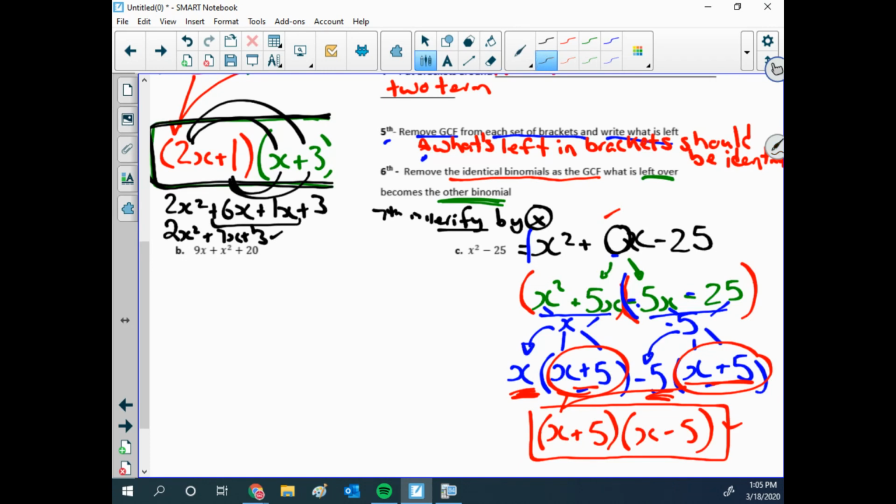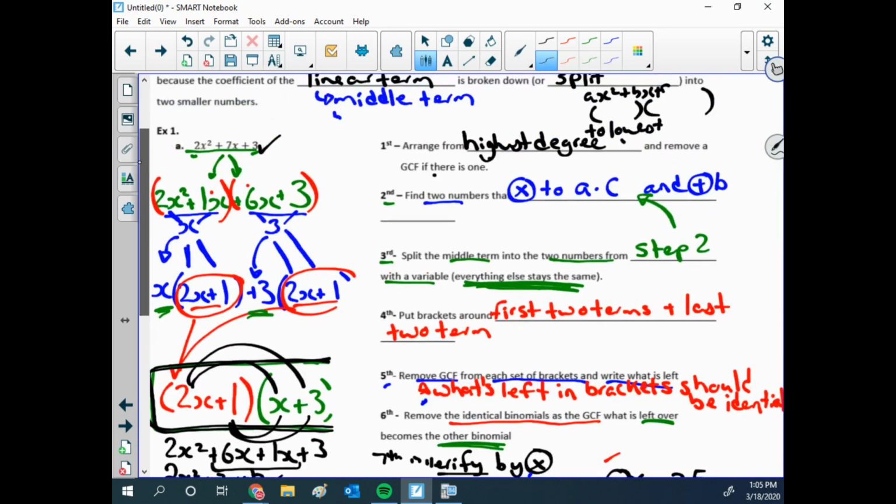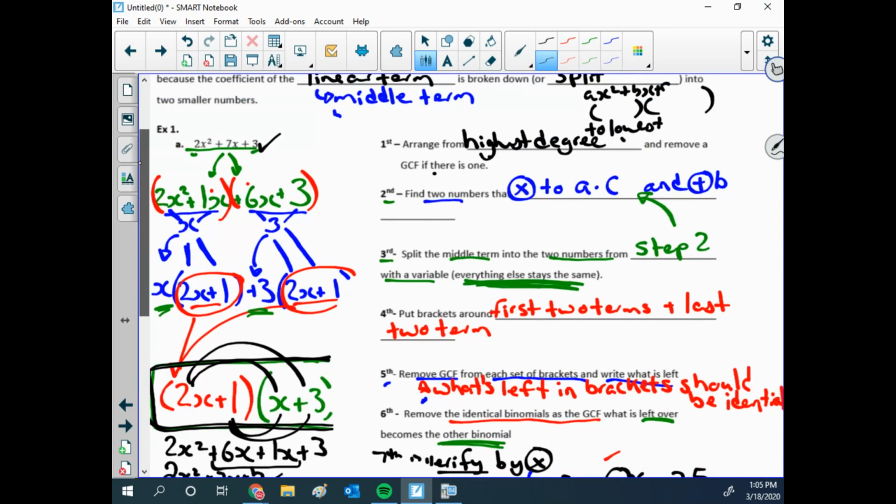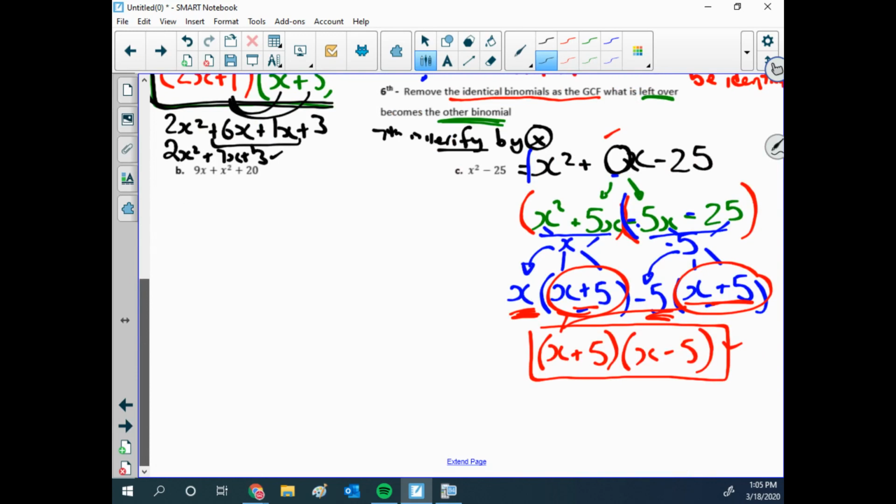All right, so hopefully you paused. Maybe you got stuck. Maybe you just need a hint. So if I ever say where you got stuck, pause the video and try and continue solving from there on your own. All right, so if I'm following the steps here, first thing I need to do is arrange from the highest degree and then remove a GCF if there is one.